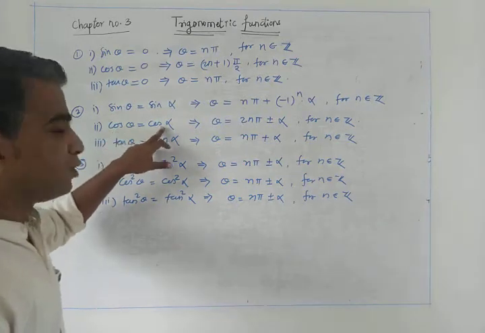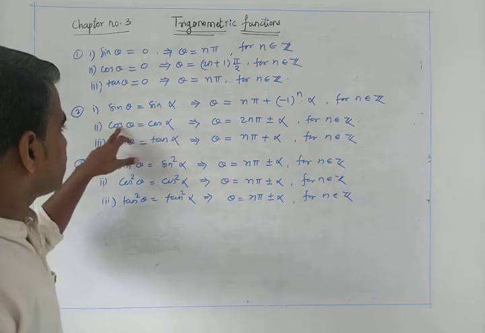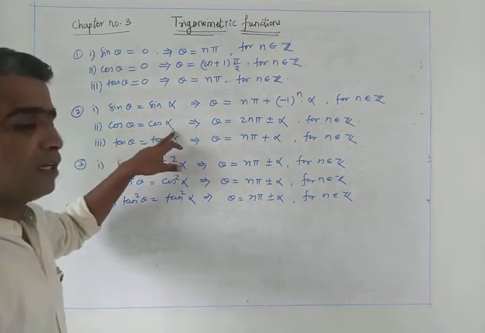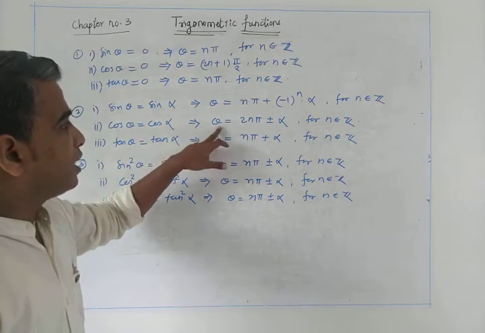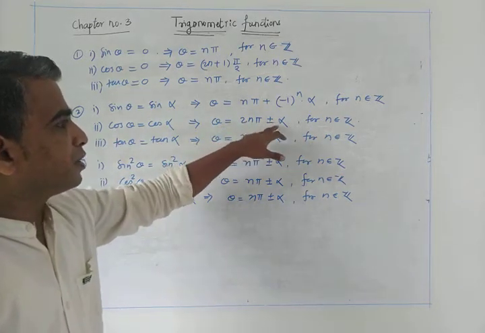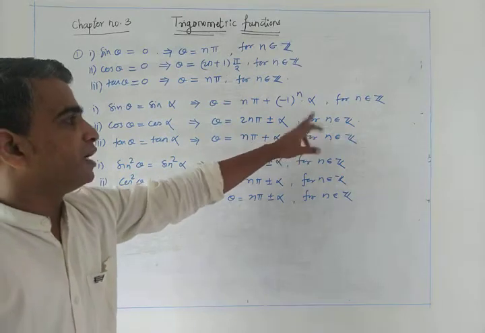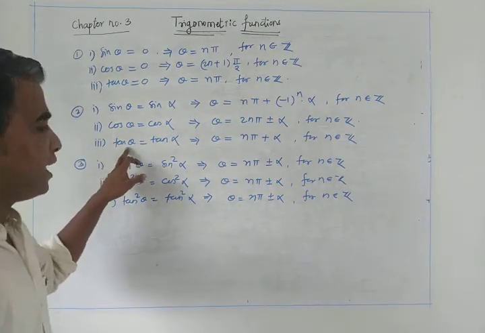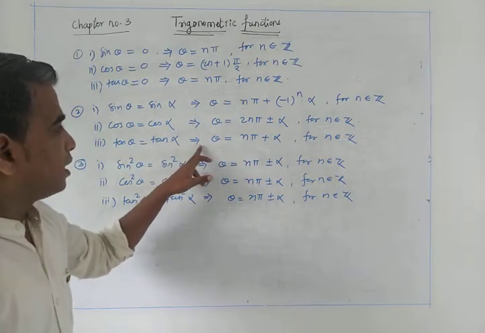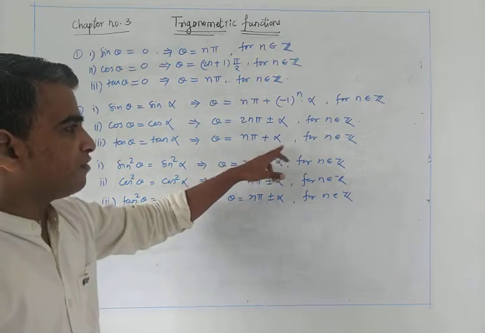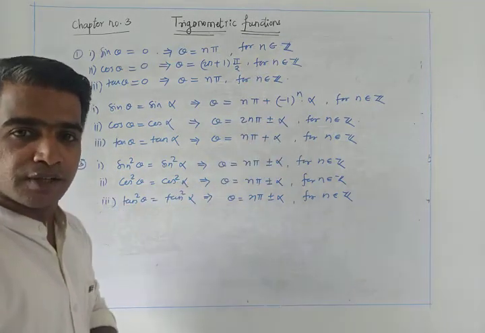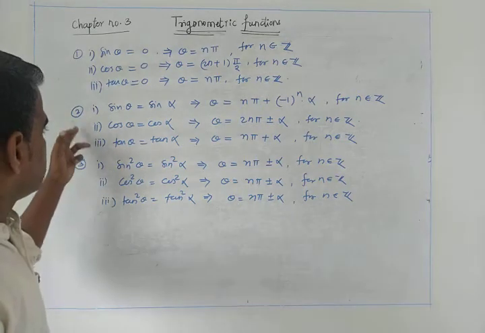Next, cos theta is equal to cos alpha. In the same way, both have the same functions but different angles. The result is theta is equal to 2n pi plus or minus alpha for n belongs to Z. Tan theta is equal to tan alpha implies theta is equal to n pi plus alpha for n belongs to Z. So these are the second set.